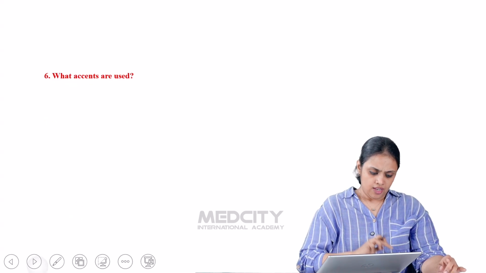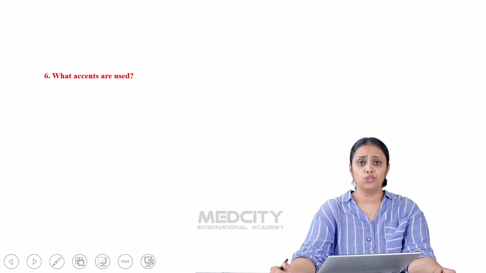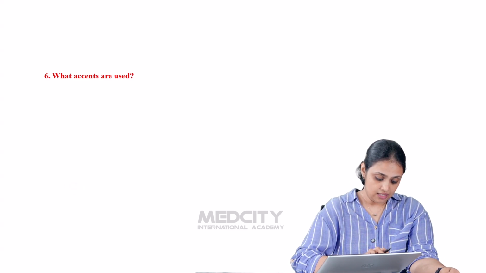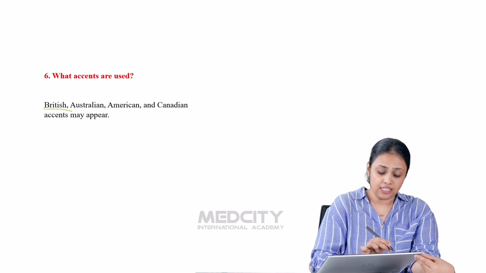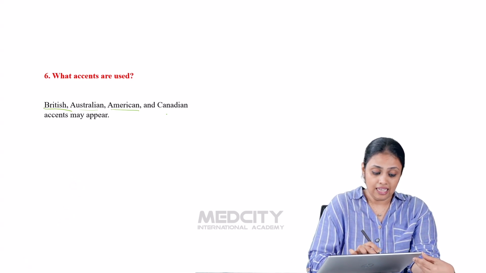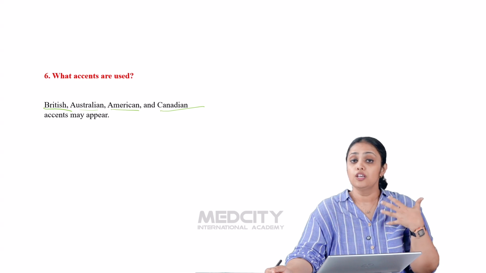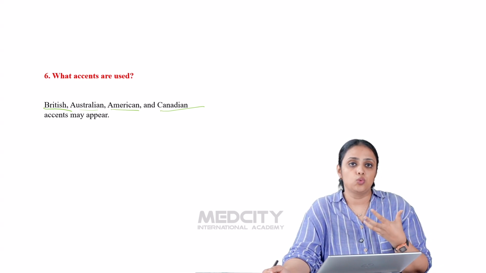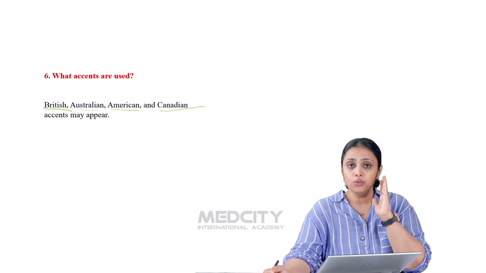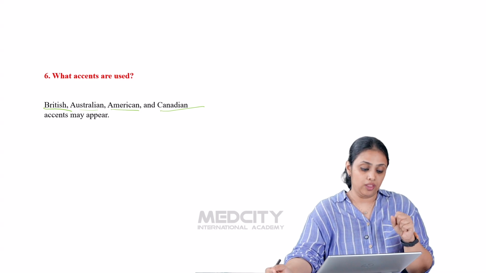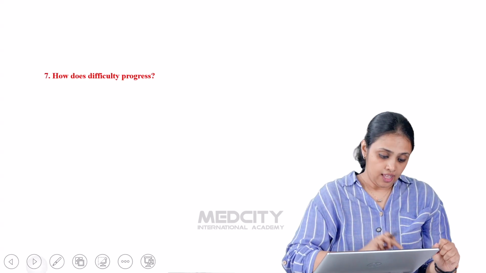Now another question, what accents are used? You know that you listen to English audio recordings in your IELTS listening test, 4 different types of audio recordings. What kind of accents do you get to hear? British, Australian, American and Canadian accents are the most common kind of accents that you get to hear in your listening test. So you can get familiarized with each of these accents by listening to podcasts or videos, whatever it is. You need to know that these are the kind of accents that you should be familiar with while attempting your IELTS listening test.